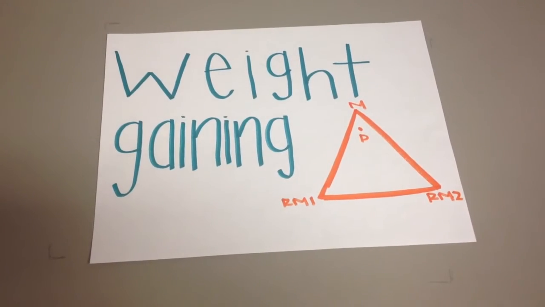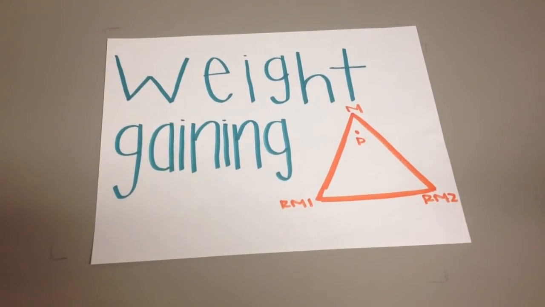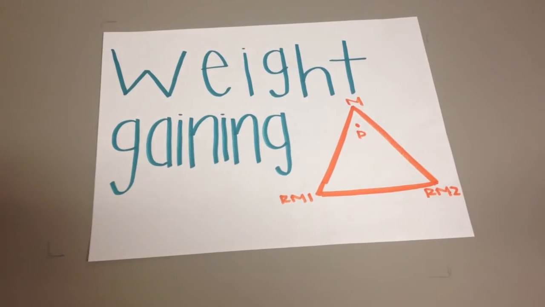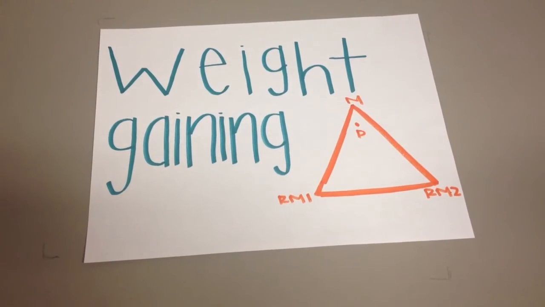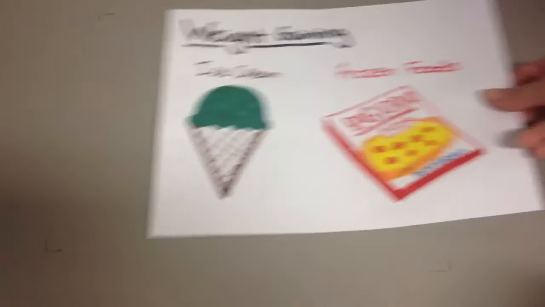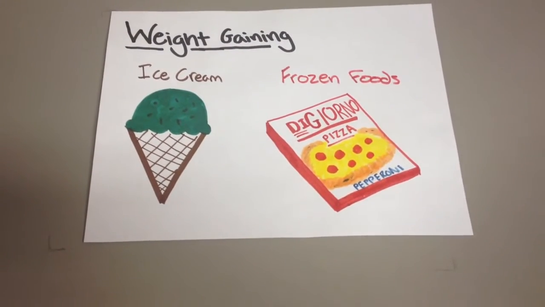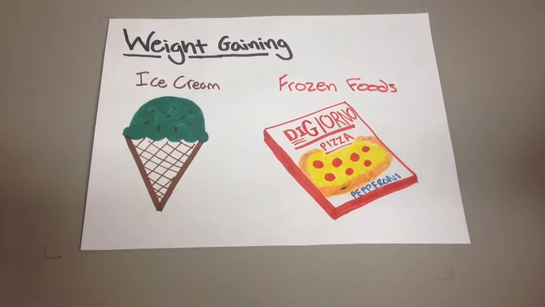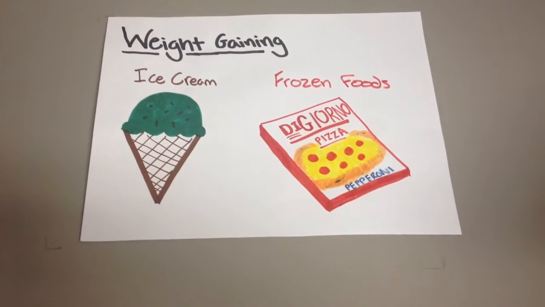Weight gaining industry is where the finished product weighs more than the raw materials used. This results in the production point being closest to the market to minimize transportation costs. Two examples of the weight gaining industry are ice cream and frozen foods. This is because the final product weighs more than the beginning raw materials.